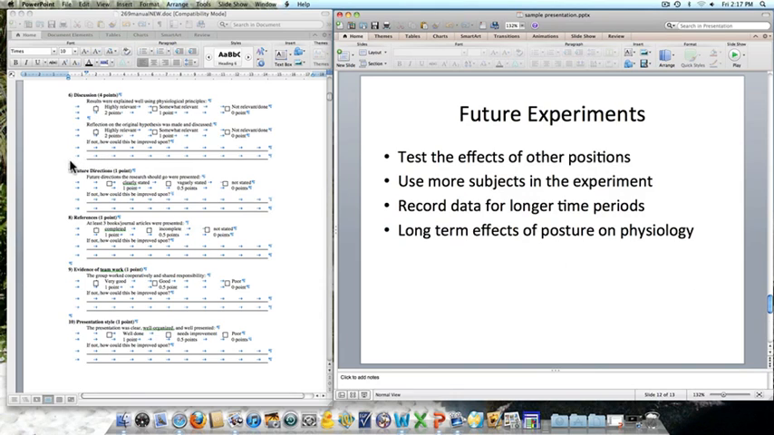You do have to have a future direction slide, and that's what the future experiments is all about. In other words, the reason you do this is because when you do an experiment, things don't always work out as you predicted. So how would you change the experiment in the future to improve the design? And that's what we're looking for. This particular group said that they would test different positions other than the position that they measured, because they only measured one position. They would probably test more than 2 subjects. They would record the data for a longer period of time, hence giving them more complete data, and they may possibly look at what they term long-term effects of posture on physiology.